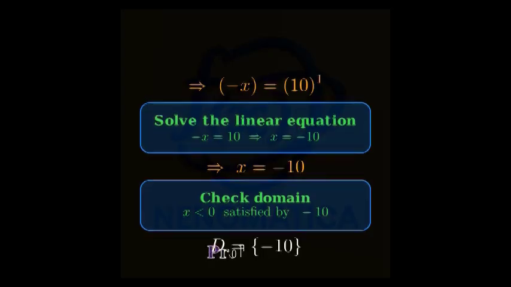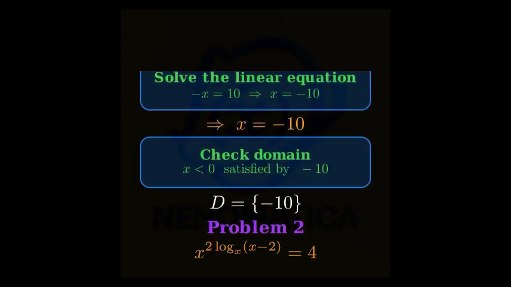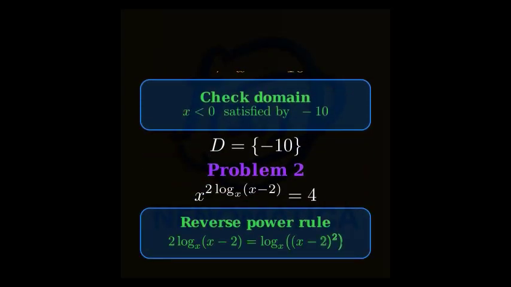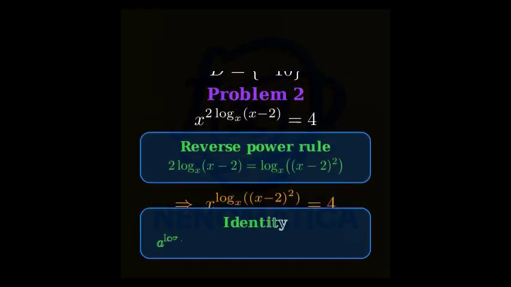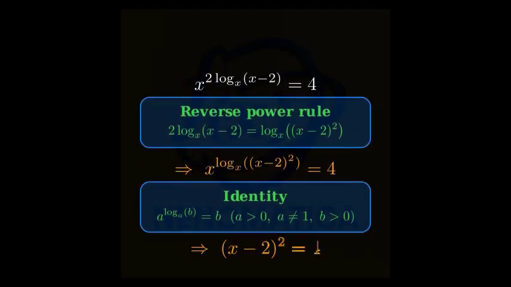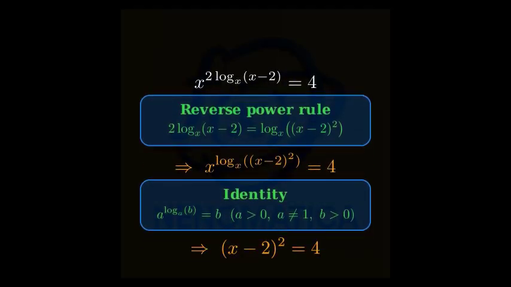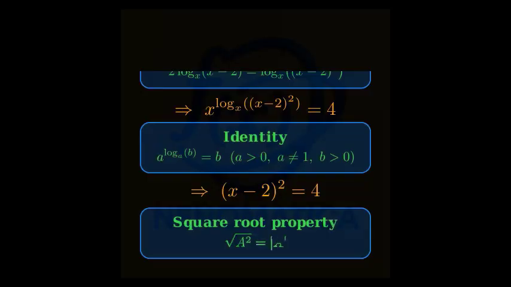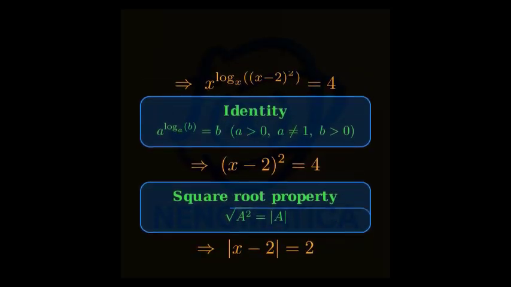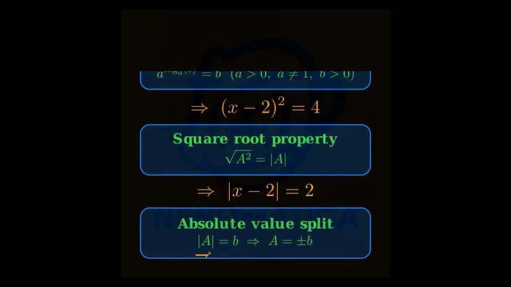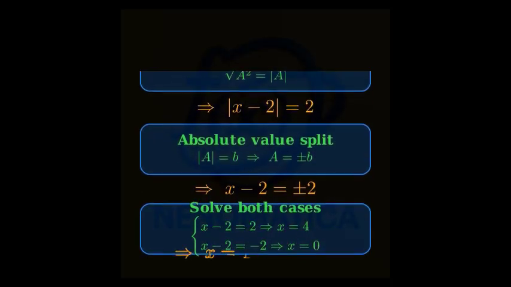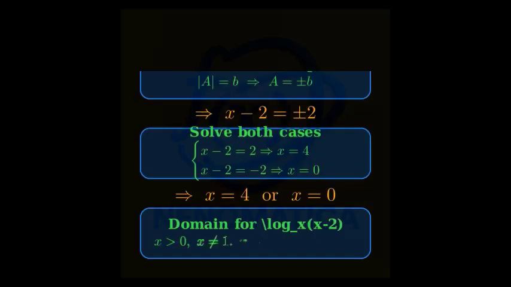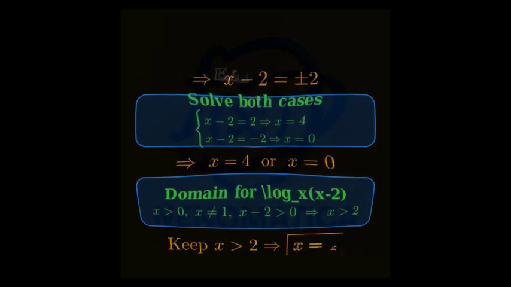Problem 2. Step 1. Write the original equation. Step 2. Move the coefficient 2 into the logarithm using the power rule in reverse. Step 3. Use the identity a to the log base a of b equals b. Step 4. Take square roots to get an absolute value. Step 5. Split the absolute value into plus or minus. Step 6. Solve both linear equations. Step 7. Apply the domain of the logarithm to keep only valid solutions.